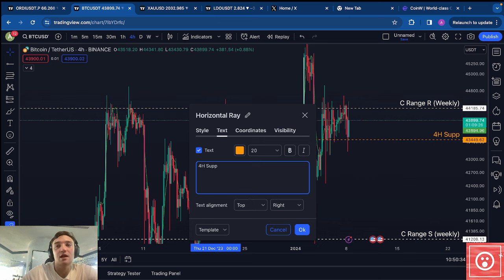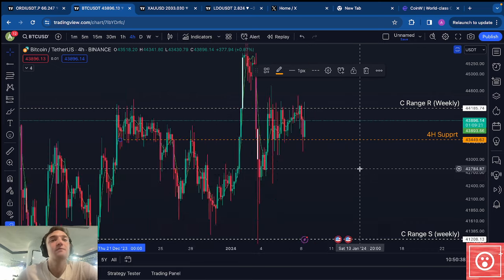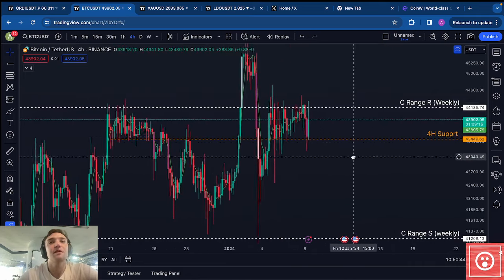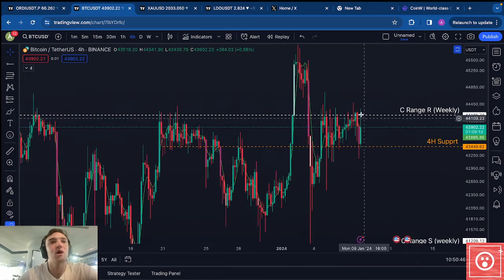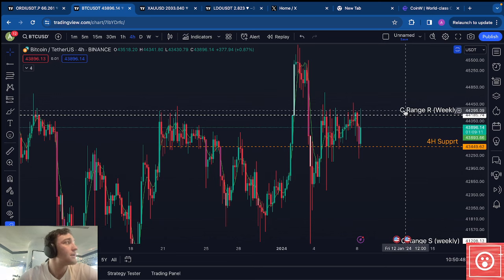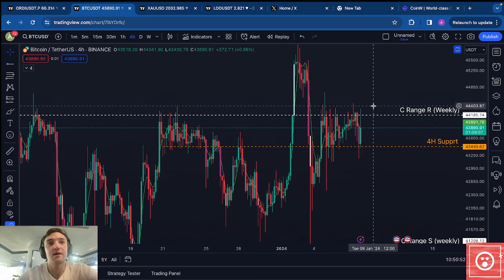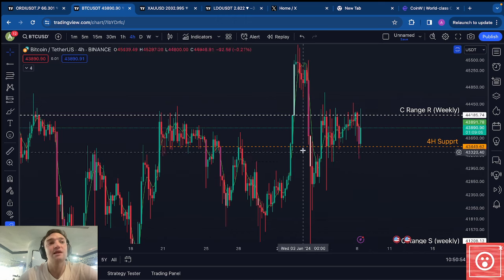You don't have to label all of these, but you can. I think when you're starting out, it's important just to label it. I used to do this a lot. So 4-hour support's over there. 4-hour resistance is the same as our daily and the same as our weekly resistance. So we just have a new 4-hour support.